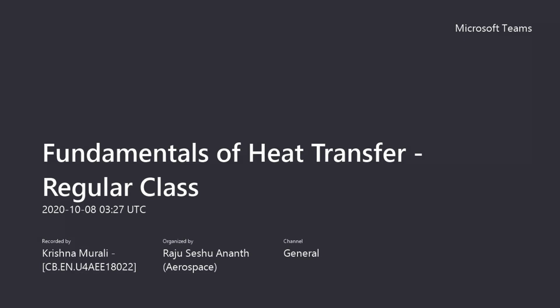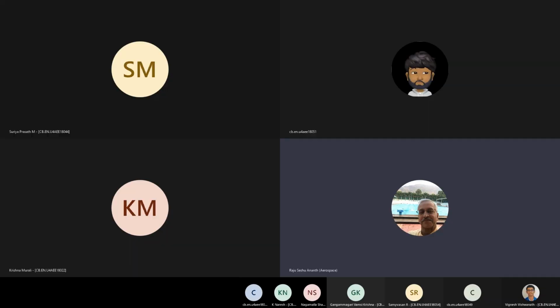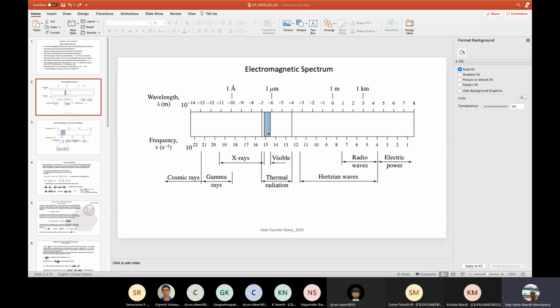Cosmic rays and gamma rays, X-rays, and so on. The visible light extends from 0.3 micron to 0.7 micron, as a visible spectrum. However, thermal radiation is anywhere from 0.1 micron to 100 micron. So -7 means this is 1 micron, this is 0.1 micron, and this is basically 100 micron. This one, this line.